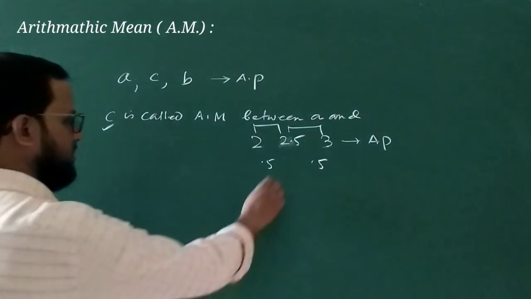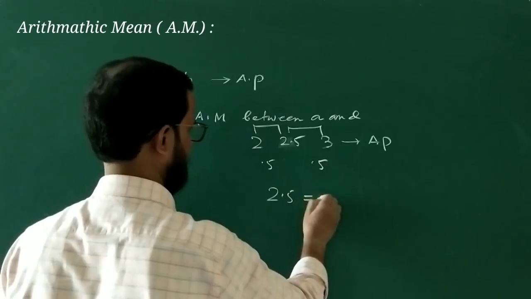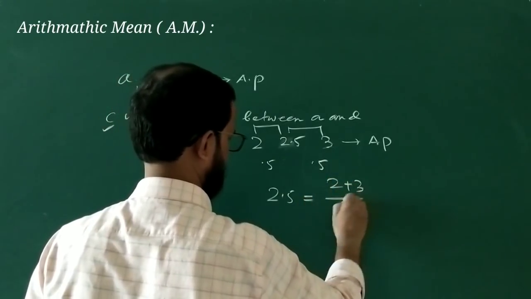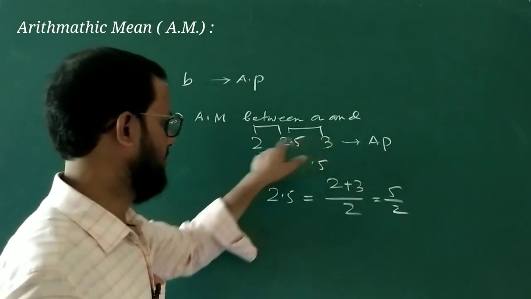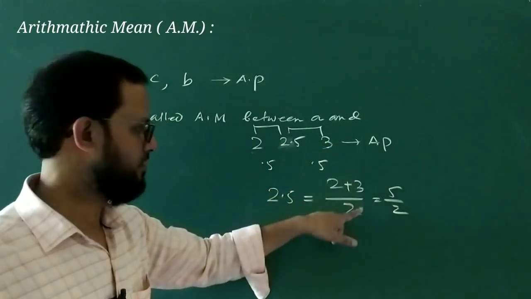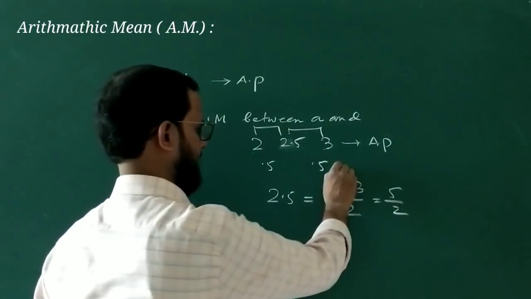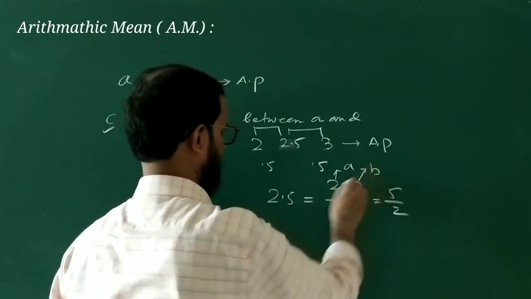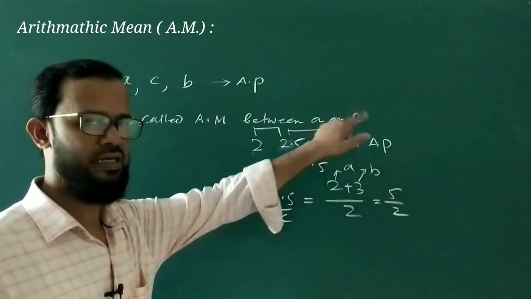In this particular example you see, how do we get 2.5? 2 plus 3 divided by 2 is equal to 5/2. Listen to this. The two extreme points, if both points are added and divided by 2, then we get 2.5. This is your A, this is your B, and this is your C. And this A, C, B are in arithmetic progression.